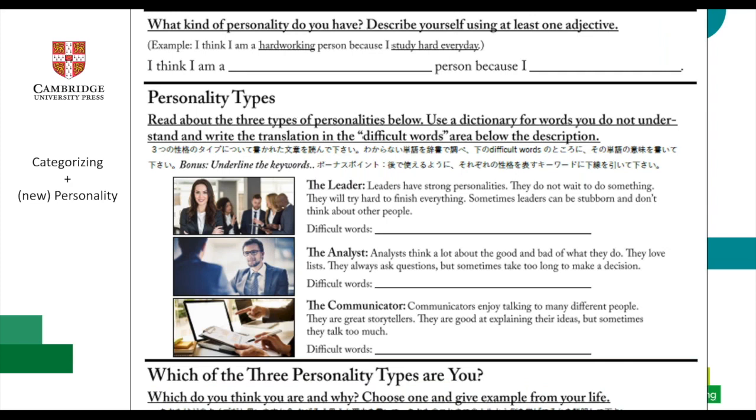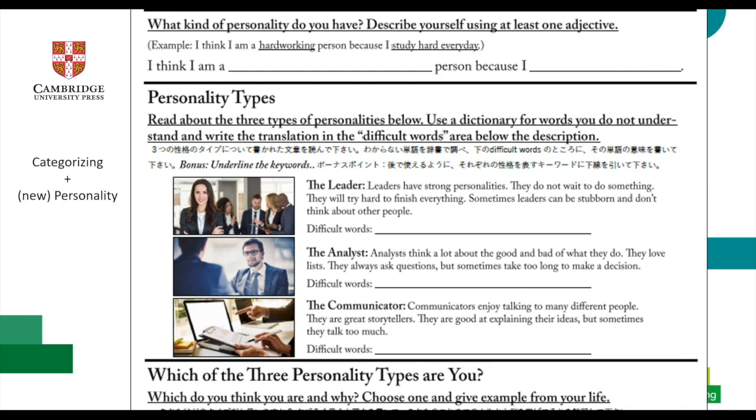Moving into the next section, we have personality types. So we want them to read, this is for a reading and writing class, about the three types: the leader, the analyst, the communicator. If they find any difficult words, for example, in leader, stubborn might be a difficult word for our students, we give them a chance to write it down, look it up, and write their own meaning.